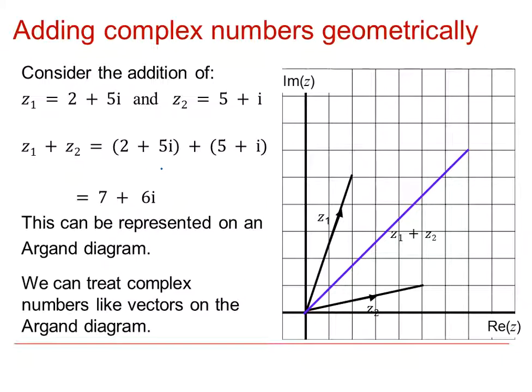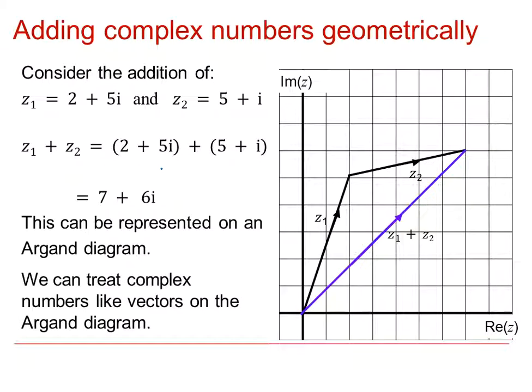If we can treat the complex numbers like vectors on the Argand diagram, then the diagram could be represented like that. We could show z1 as a directed line from the origin followed by z2. So we've got z1 followed by z2, and we can see the answer is given geometrically as the direct line z1 plus z2.